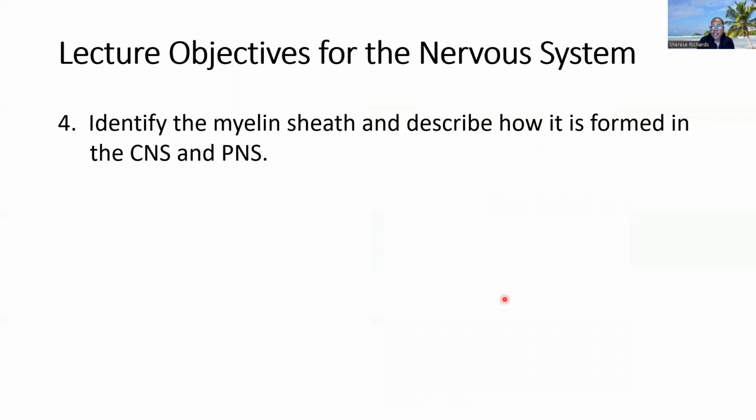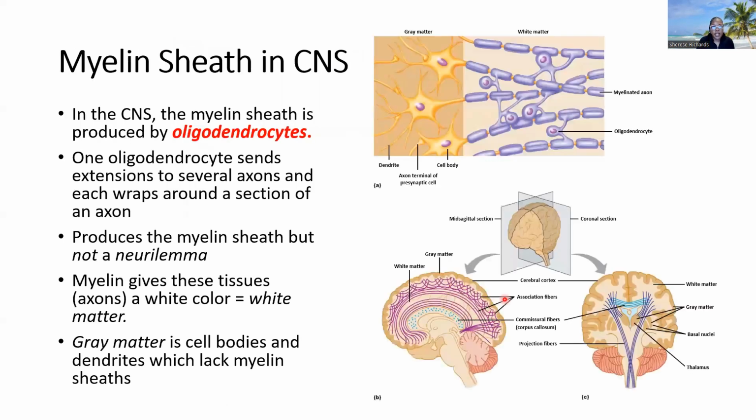Okay, our last objective here is to identify the myelin sheath and describe how it is formed in the CNS and the PNS. So let's talk about myelin. Myelin is basically the layer of fat that insulates our neurons, right? Insulates our nervous tissue. So in the central nervous system, myelin is produced by oligodendrocytes.